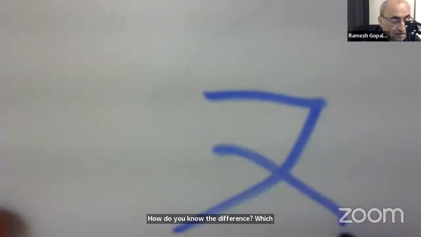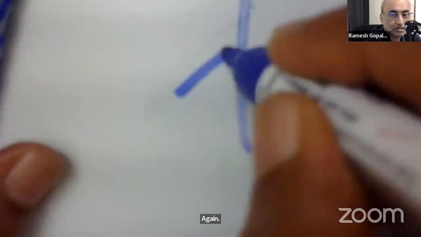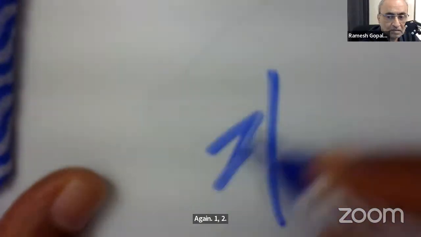Now you know the difference between su and nu. Katakana. Ne. Now look: 1, 2. Again, 1, 2. Ne. Again. Okay. Ne. Katakana ne.